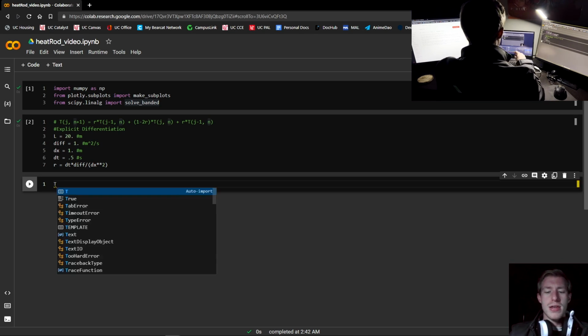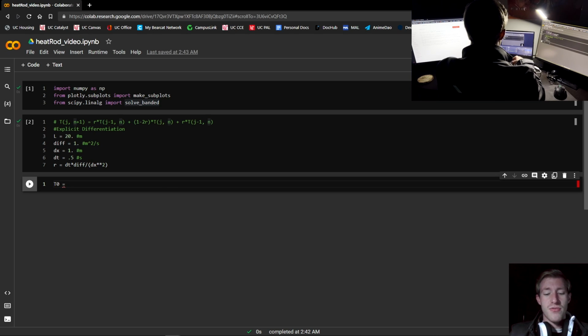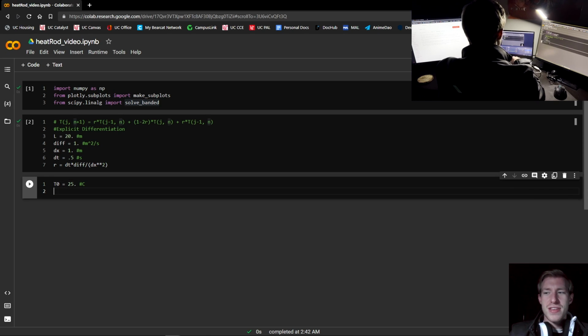So we're going to make a new heat array called T. But what are we going to want to fill that with? Well, we're going to need the initial starting temperature, as I said before, the room temperature. So we're going to make that 25 degrees Celsius. So that's going to be the room temperature of our room.